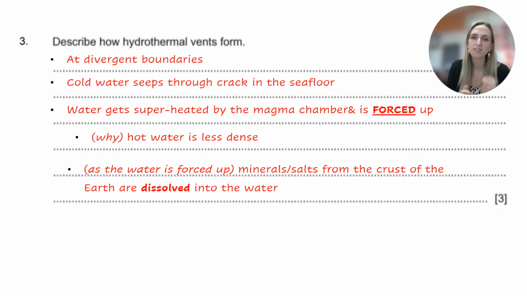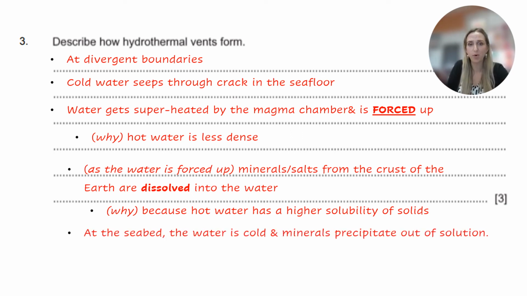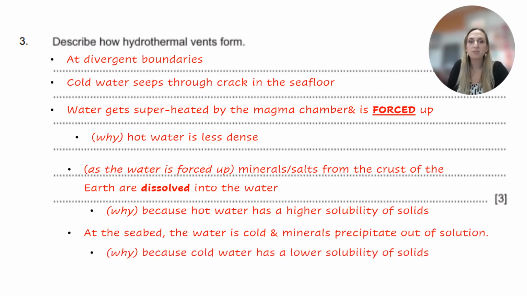Minerals or salts from the crust of the earth are dissolved into the water. Why does this happen? Because hot water has a higher solubility of solids. At the seabed, the water is cold, and so the minerals are going to precipitate out of solution. They're going to form like a solid. Why does that happen? Because cold water has a lower solubility of solids.